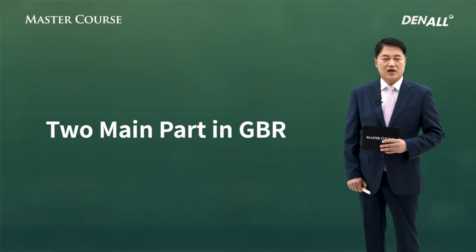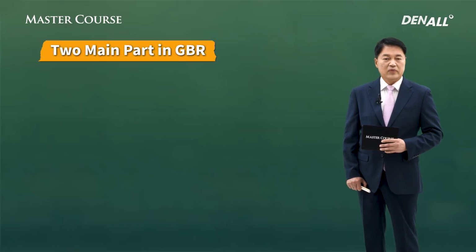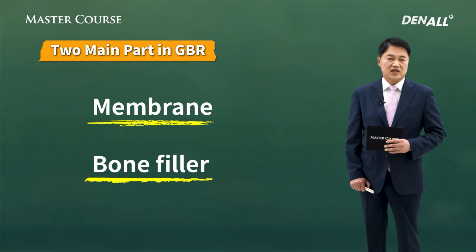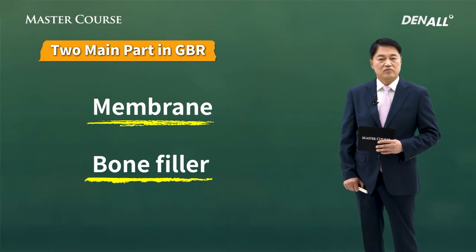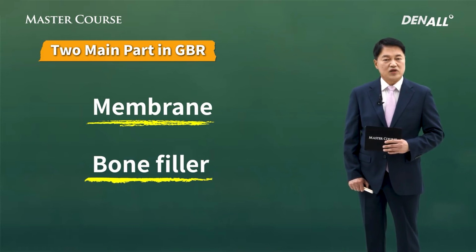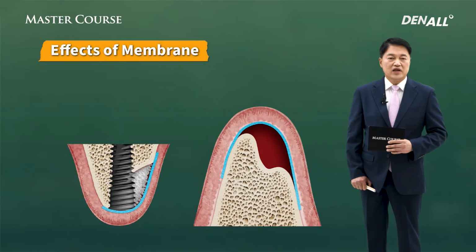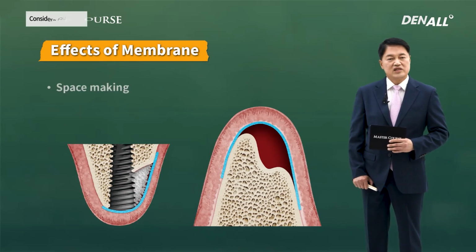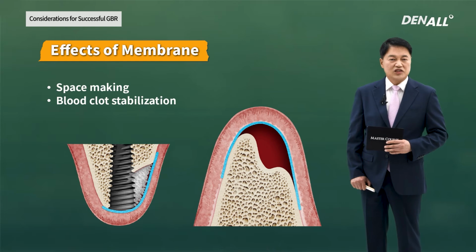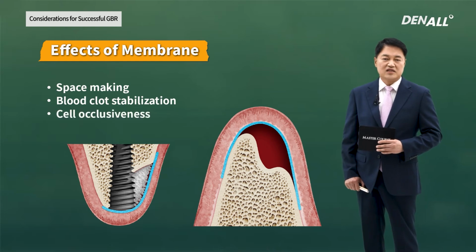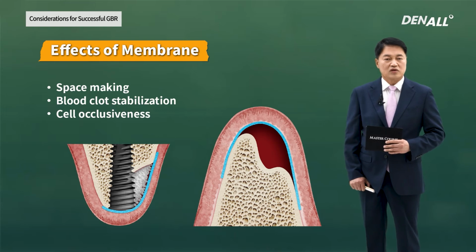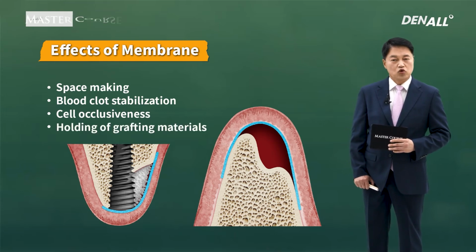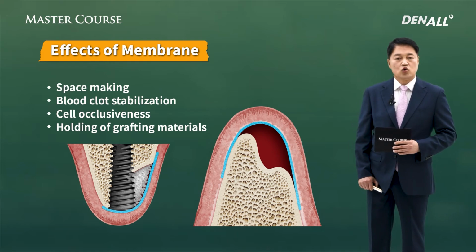Two main parts in GBR. It can be divided as membrane and bone filler. I'm going to talk about membrane. Membrane's role, it makes space and stabilizes blood clot and cell occlusiveness to prevent epithelial tissue or connective tissue from coming in. And it also holds graft materials.